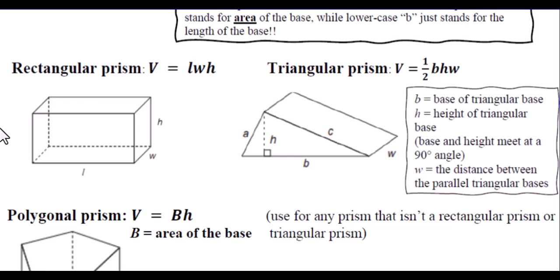Now, for the triangular prism, this formula was just updated in the current year, 2023-2024, and the formula for the volume of a triangular prism is half times the base, which is the base of the triangular base, as you can see in the figure here, times the height, which is the height of the triangular base, and times the width of the prism. And W represents the distance between your two parallel bases. They're actually going to call that H for a polygonal prism. We'll get to that in a moment.